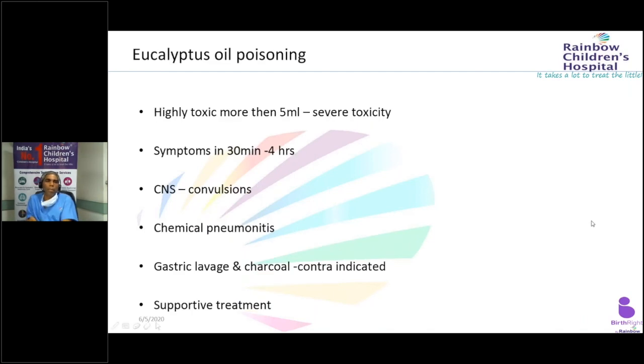And the other common poisoning which we tend to see in our day-to-day practice is eucalyptus oil. So eucalyptus oil is used by elders, especially when they have muscle pains. And this is one of the common Ayurvedic medicines. People use it for either arthritis or muscle pain, but it's highly toxic. Even 2 to 3 mL of pure eucalyptus oil will be toxic. If they consume more than 5 mL, they might have a severe toxicity with the eucalyptus.